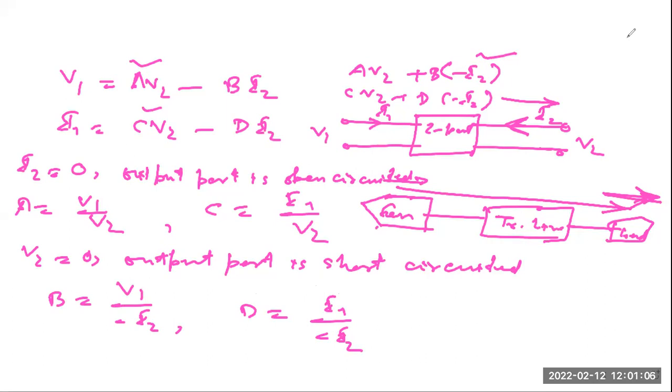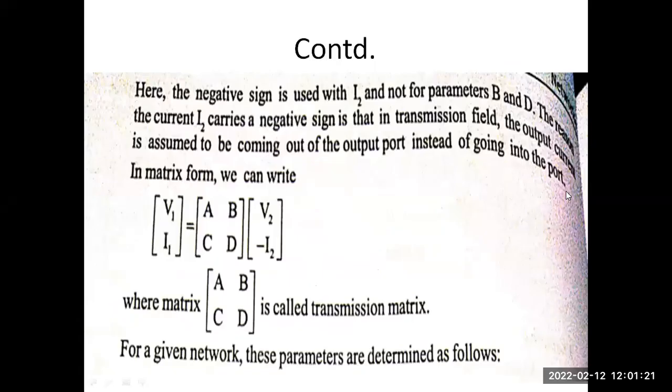Now here you see D equals I1 by minus I2. This is the ratio of the two currents. So here the negative sign is used with I2 and not for the parameters B and D. The reason the current I2 carries the negative sign is what I explained just now: in the transmission field, the output current is assumed to be coming out of the output port instead of going into the port. So in matrix form, we can write [V1, I1] = [ABCD][V2, minus I2].